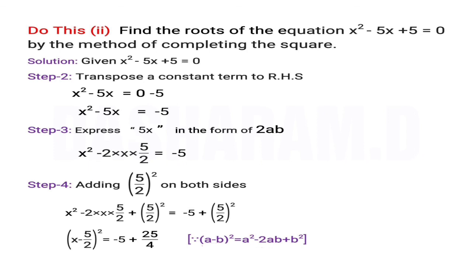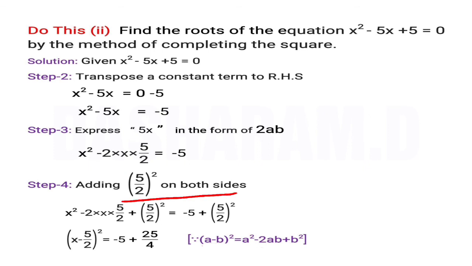Next is step 3. Write 5x in the form of 2ab. Here is the 5x. So that 5x is written in the form of 2ab, that is 2 × x × 5/2. See, here the 2 cancels, and you get 5x as it is. So now 5x is in the form of 2ab. Next, step 4, adding (5/2)² on both sides.